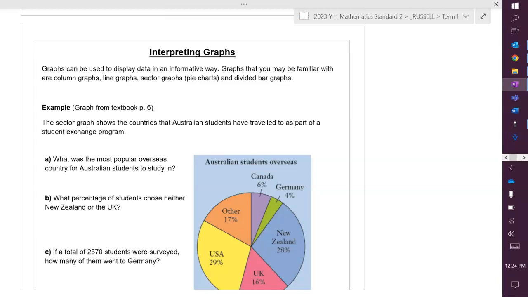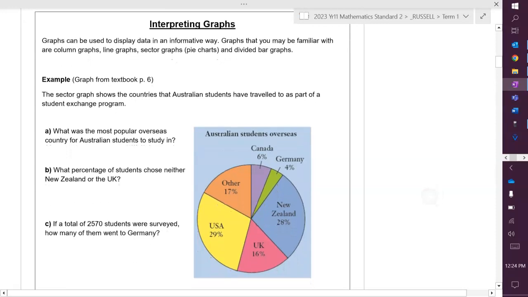If we look at this sector graph or pie chart below, it shows the countries that Australian students have travelled to as part of the student exchange program. What was the most popular overseas country for Australian students to study in? What we're looking at here are the different percentages, and USA is our highest one at 29%. So it's simply just reading from that graph to get our answer.